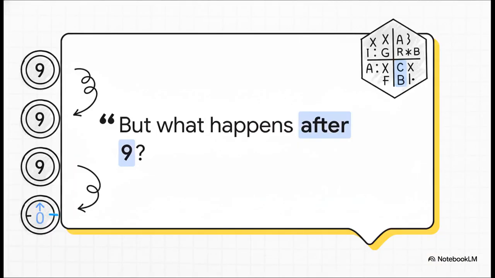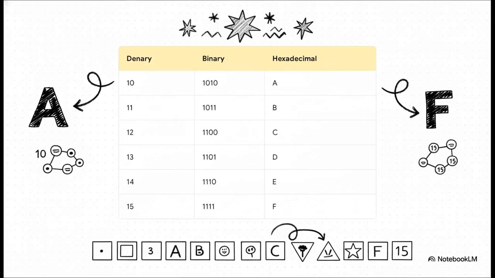But this is where it gets really clever. In our normal system, after 9, we just add another digit, and boom, we get 10. But hexadecimal has a totally different trick up its sleeve, because it needs to represent 16 different values in a single character. So, what does it do? It uses letters. And this right here is the whole secret. The number 10, that's an A. 11 is B. 12 is C, and you just keep going all the way up to 15, which is F. That's it. That's the core idea. 16 symbols, 0 through F, for 16 values.